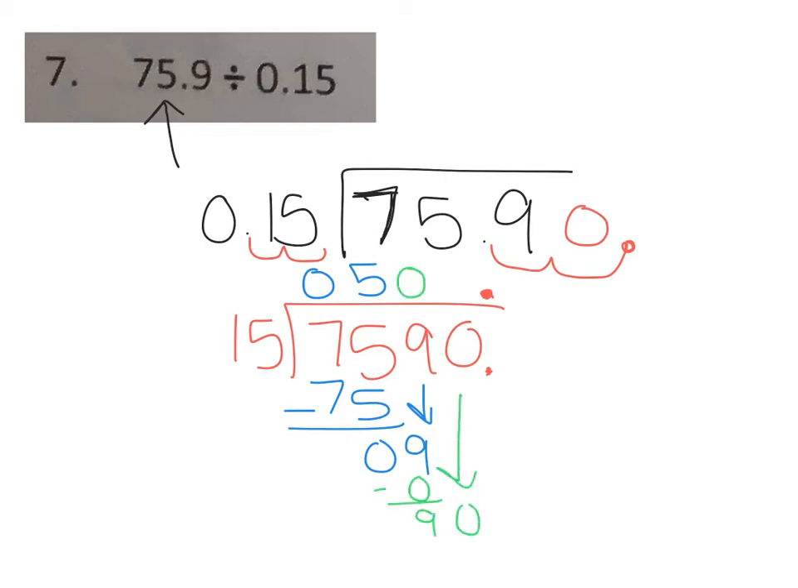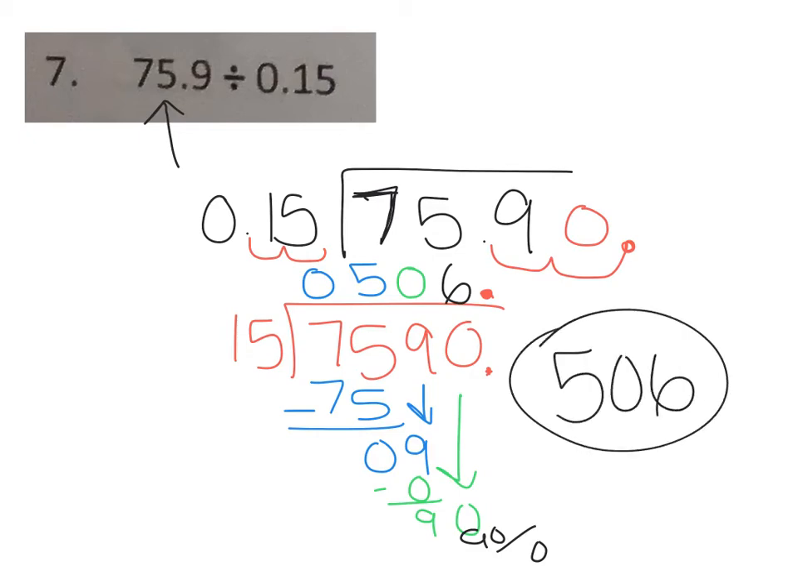Bring the 0 down. 15 goes into 90 6 times. Sorry, a little bit off to the side, with 0 left over. So our final answer is 506. So that 0 did have to go in there because 15 didn't go into 9, but it did go into 90. The answer isn't 56, it's 506.